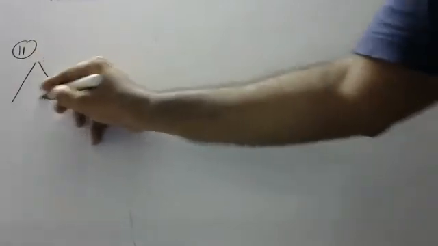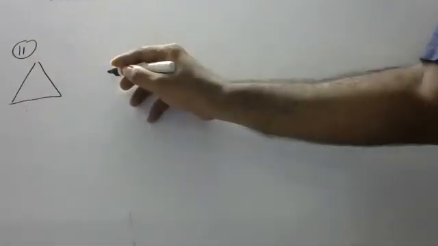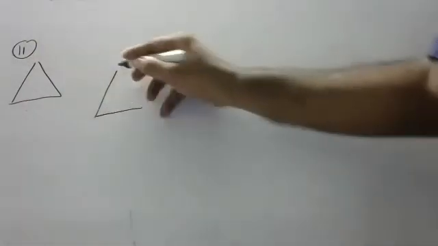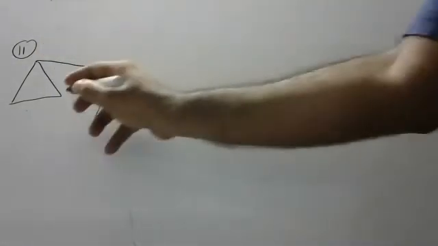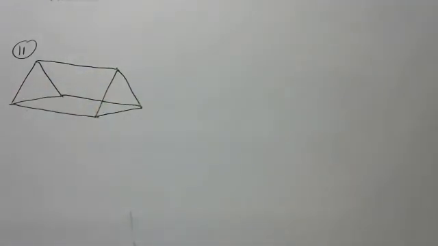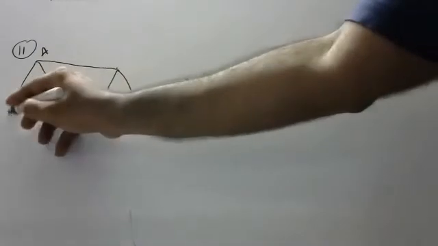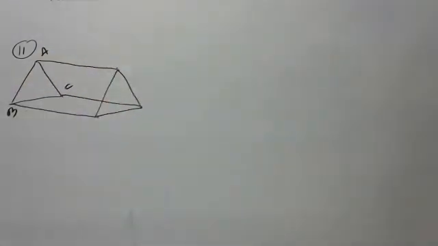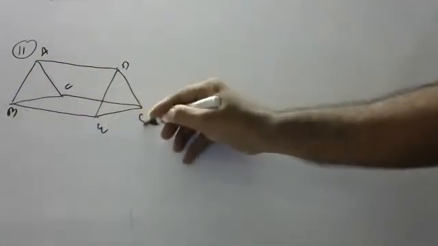Here one triangle I'm drawing, children. Please see here. This both I'm joining. Next, this both I'm joining. This both I'm joining, children. So what is the question? Children, this is A, this is B, this is C. And this is D, this is E, this is F.